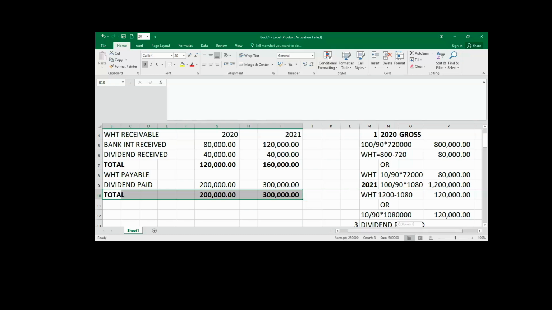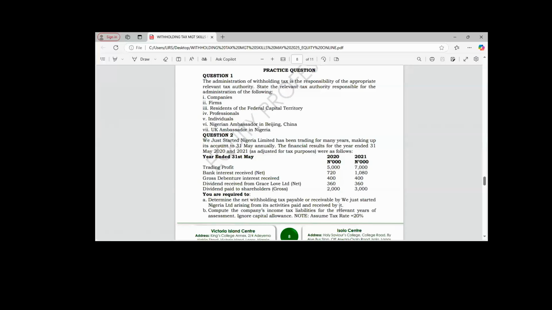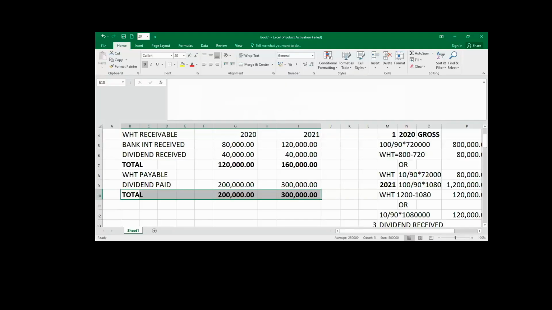That is the first part of the question, which we have dealt with: determine the net withholding tax payable or receivable by Nigeria Limited, as from the activity paid and received by it. We have done that. Then the B part says compute the company income tax liability for the relevant year of assessment, ignoring capital allowance. So the tax liability will now be payable on a preceding year basis.